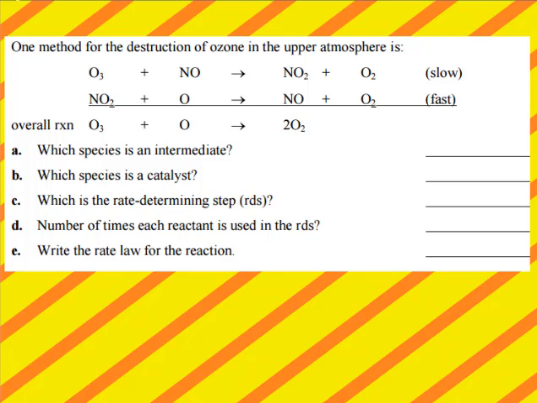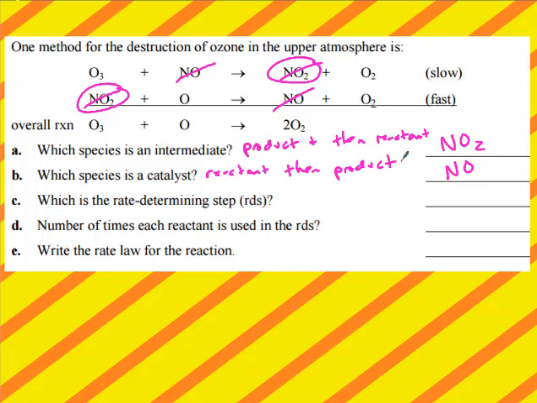And then pause the video and solve A and B. So we're going to cross out everything that's the same. So NO2, we made it and then used it, so that's an intermediate. A catalyst we're going to start with and then end with, so that's NO. So make sure you know the difference between intermediate and catalyst. So intermediate is a product and then reactant, while a catalyst is a reactant then product.